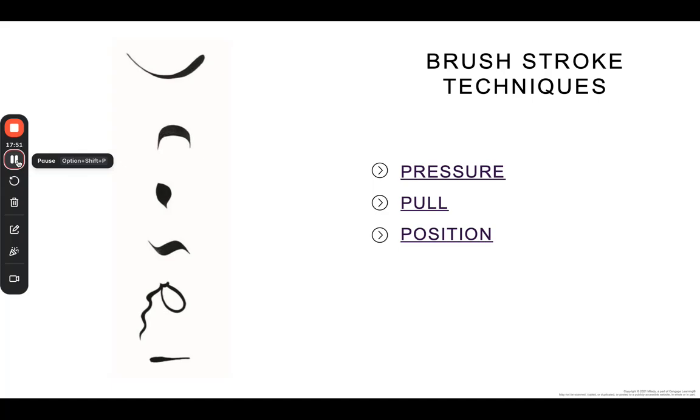So when you combine pressure, pull, and position, you'll be amazed at how many different stroke designs you can create with only a few brushes. Some of the most versatile strokes include the comma, the C, a leaf, the ribbon, and a teardrop.